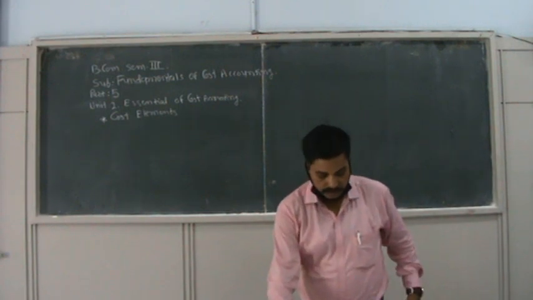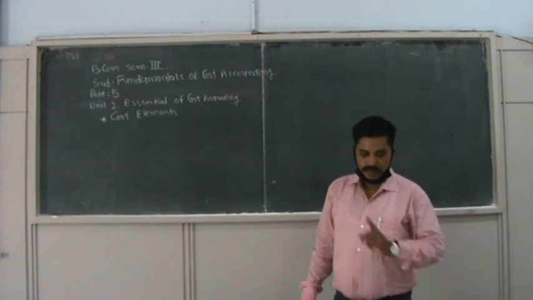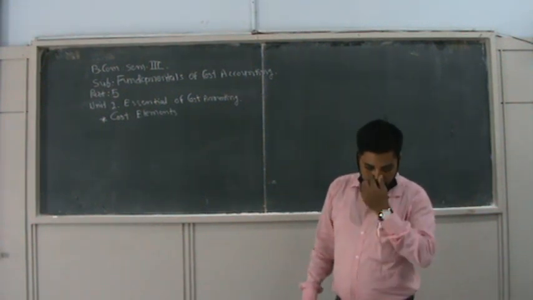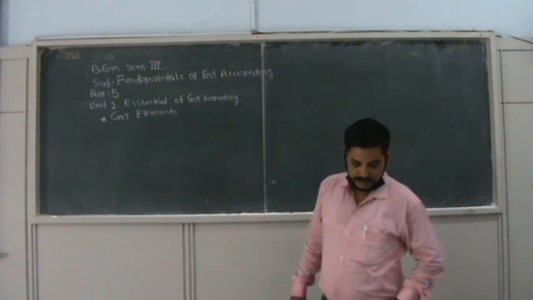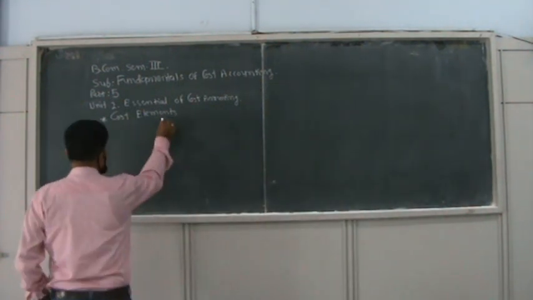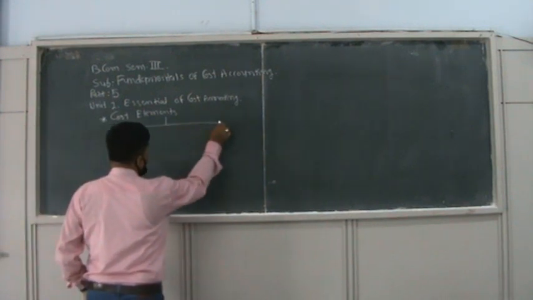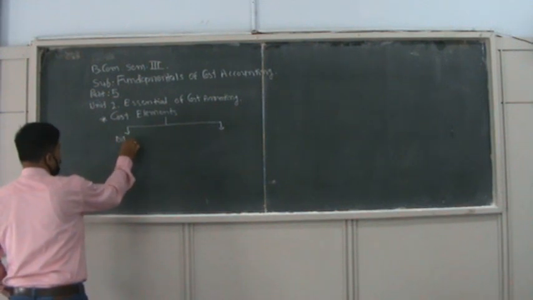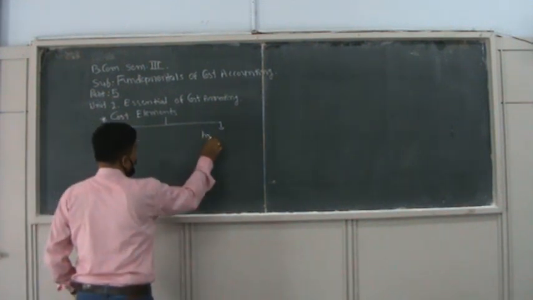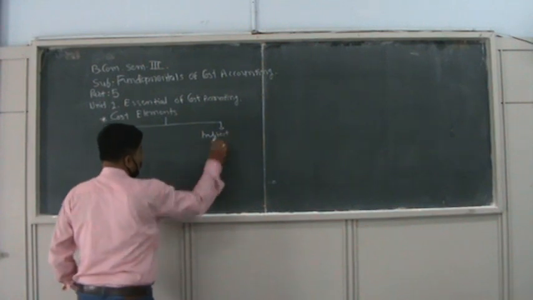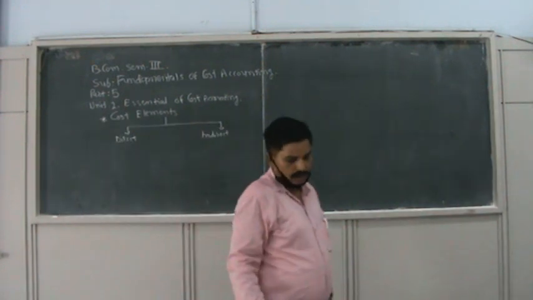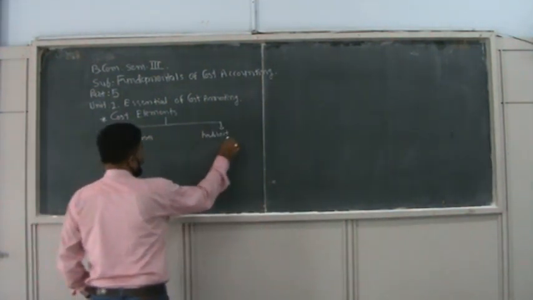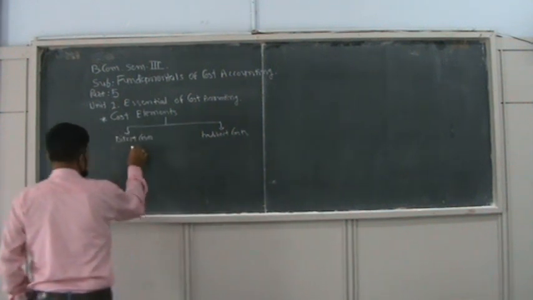So I am going to draw here a diagram of elements of cost. You can also write down the diagram of the element of cost. So the element of cost or cost element can be classified or divided into two parts: direct costs and indirect costs.